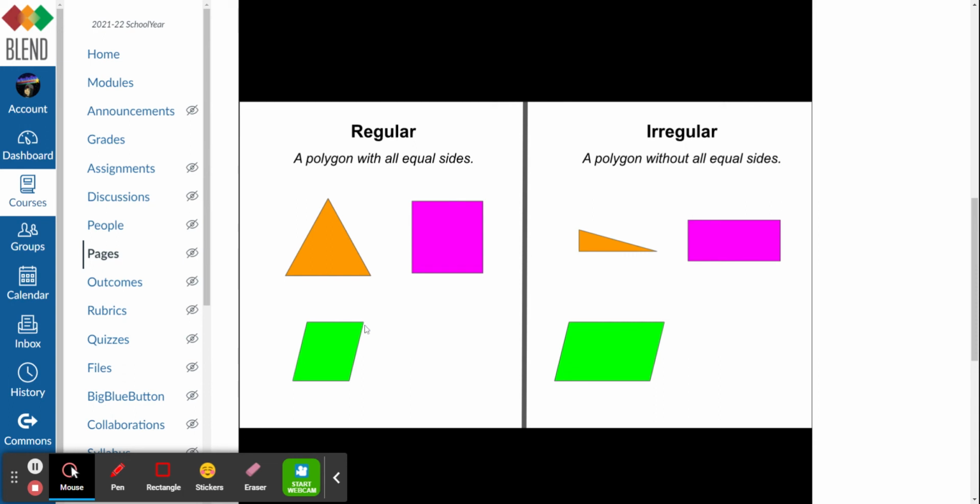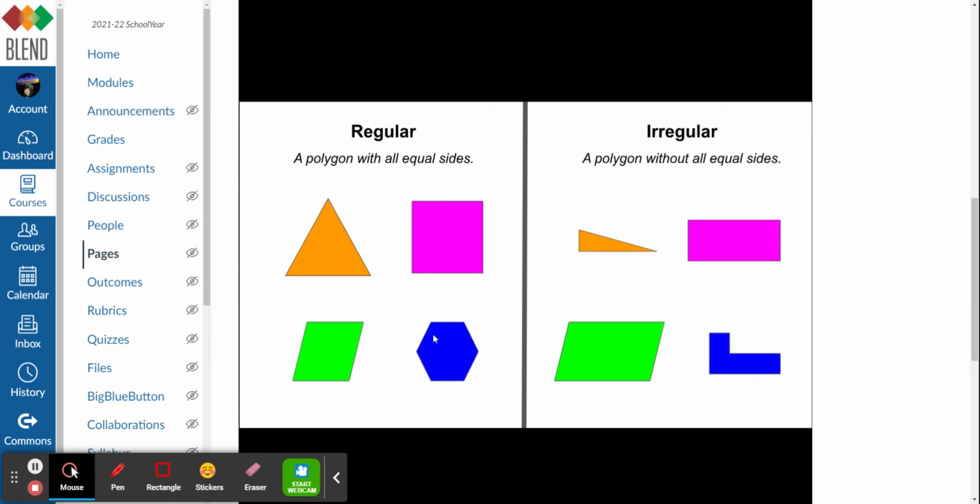Here is a parallelogram. Once again, this parallelogram is a special parallelogram over here called a rhombus because it's got 4 congruent sides. This one is just a normal parallelogram because it has 2 sets of congruent sides, but not all 4 congruent sides. That's why these are once again regular, because all of the sides are the same.